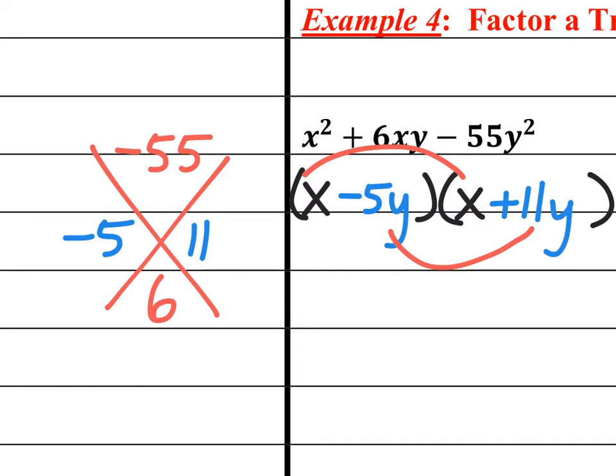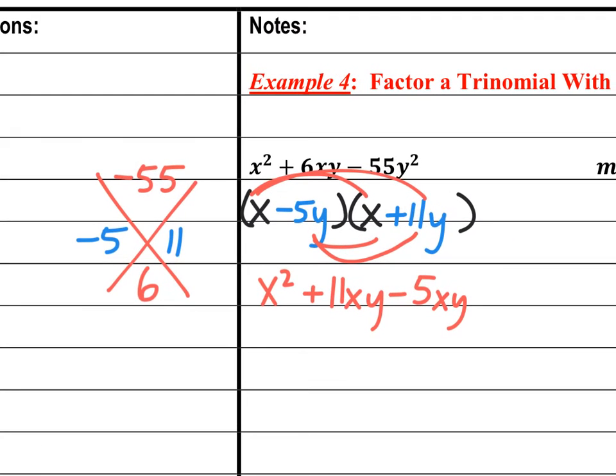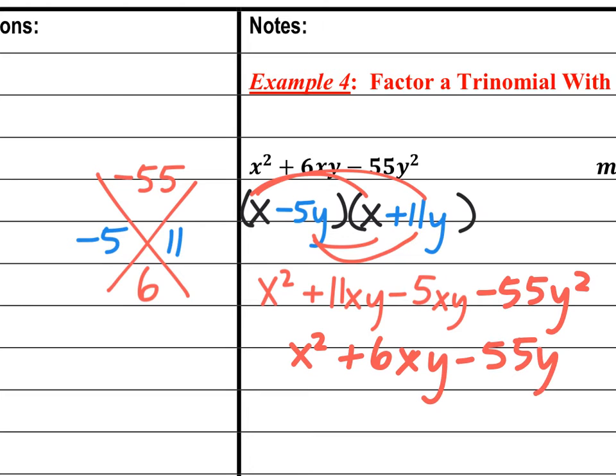The first term and the last term is going okay. Then we should get the middle term because we already figured out two numbers that add to it. So x squared plus 11xy minus 5xy. I'm just multiplying it out. And then we already said that's negative 55y squared. Let's make sure that simplifies to what we started with. It does.